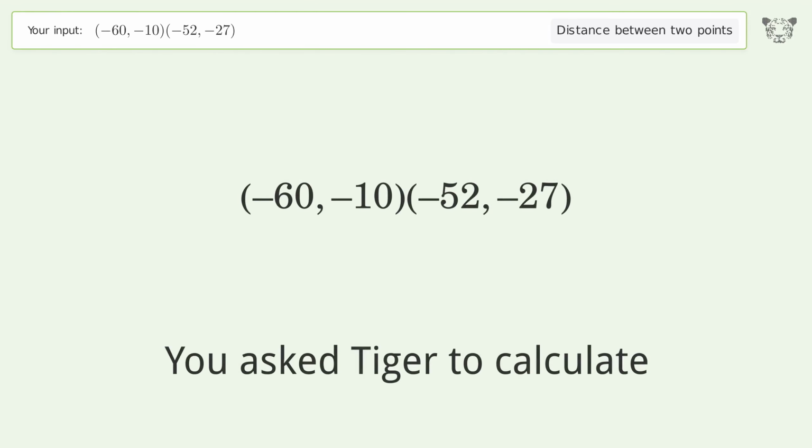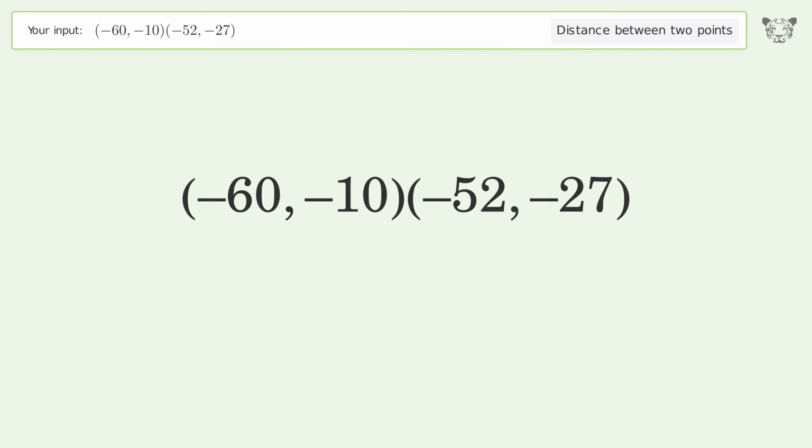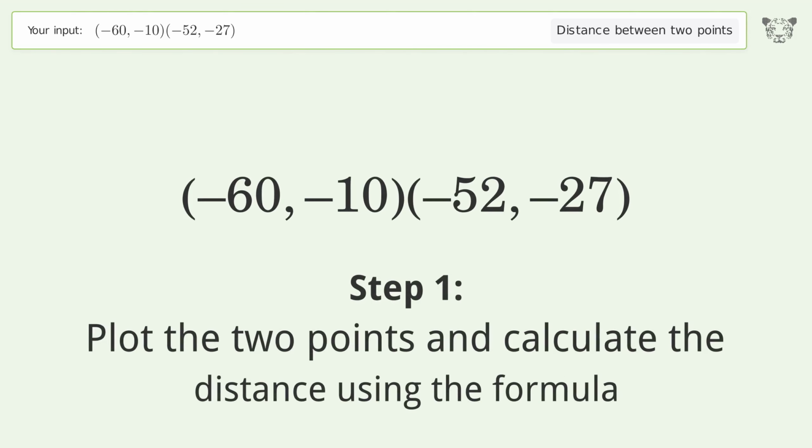You ask Tiger to calculate. This deals with the distance between 2 points. The distance between the 2 points is the square root of 353, or 18.788. Let's solve it step by step. Plot the 2 points and calculate the distance using the formula.